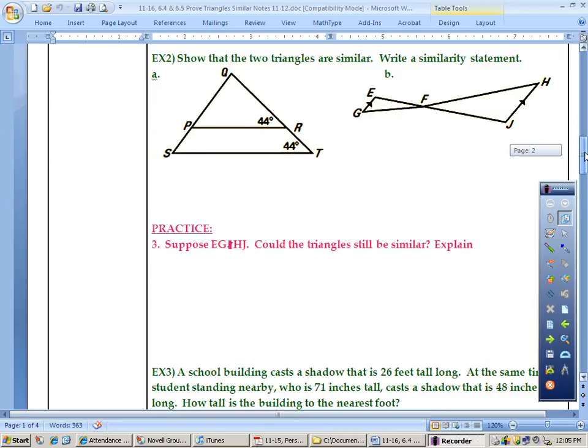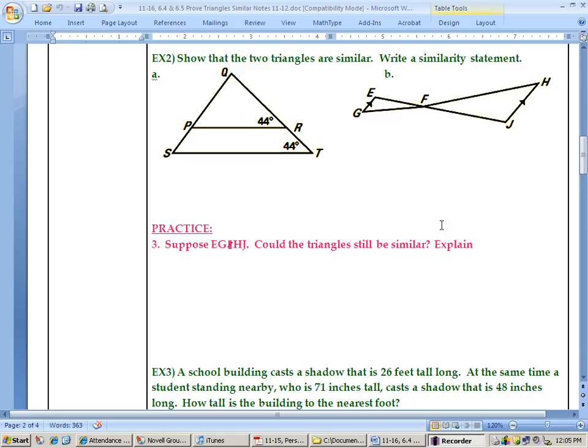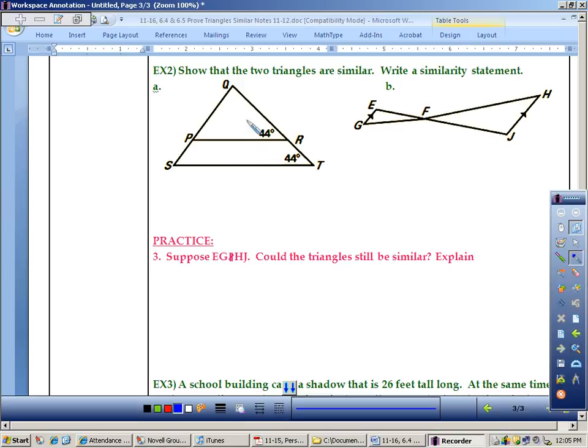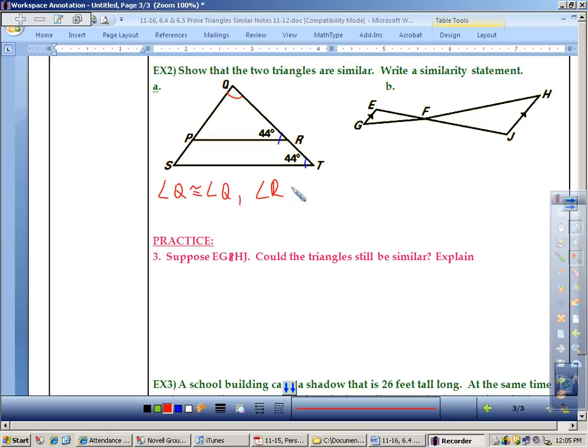A couple more examples here. They get a little bit more abstract. Again, I have two triangles shown here, and I see that they have two congruent angles here, and certainly I know that this angle is going to be congruent to itself. So I have angle Q is congruent to angle Q, because it's part of both triangles, the smaller QPR and then the larger QST. And I also have angle R here is congruent to angle T.